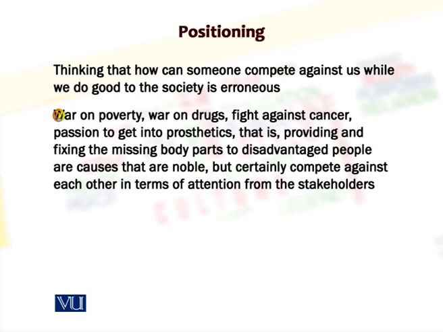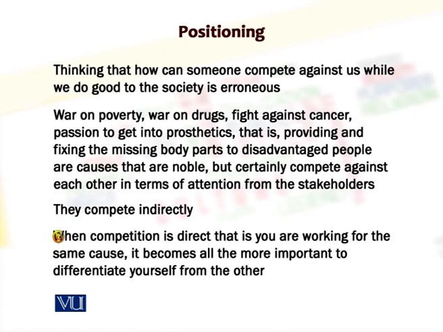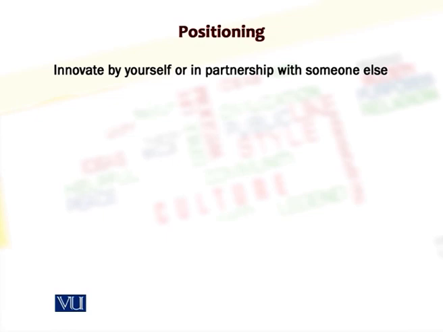Whether it is the war on poverty or war on drugs or fight against cancer, or it's a question of getting into prosthetics that basically is providing and fixing artificial limbs on disadvantaged persons, all good causes for which apparently there is no competition, but the fact remains there is competition in terms of seeking attention of different stakeholders. This is indirect competition, and it goes without saying that direct competition is the one in which we compete for the same cause. The meaning, if two NPOs are working on the same cause, they are direct competitors, and that makes it even more important to differentiate our program from the other one so that we really can stand out.